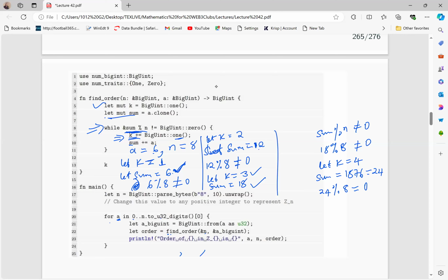So since the remainder is 0, we exit the loop, and when you exit the loop, K becomes the order. So that means our K is 4. Therefore, the order of 6 is therefore 4. The order of 6 is 4. So that is how it's doing it.